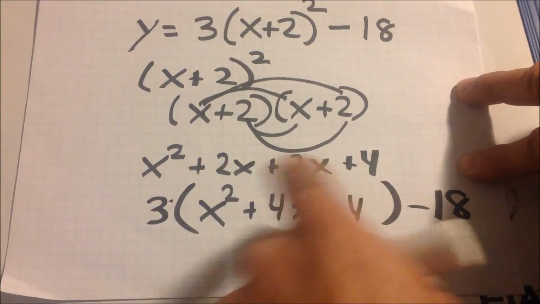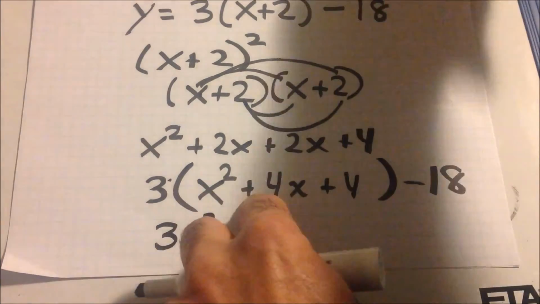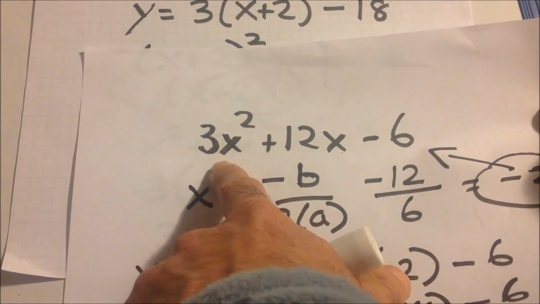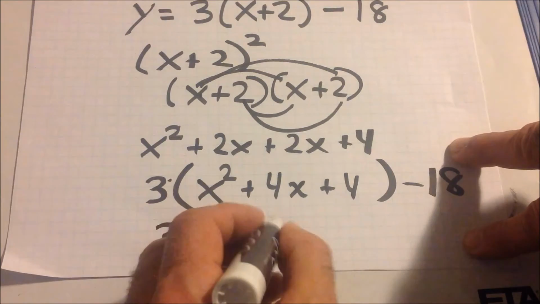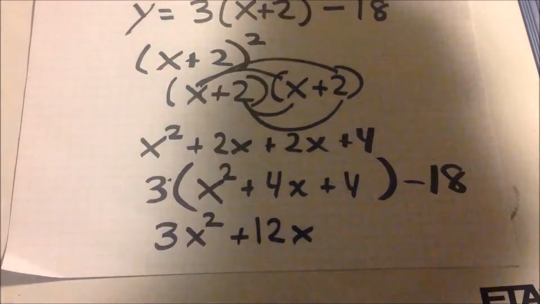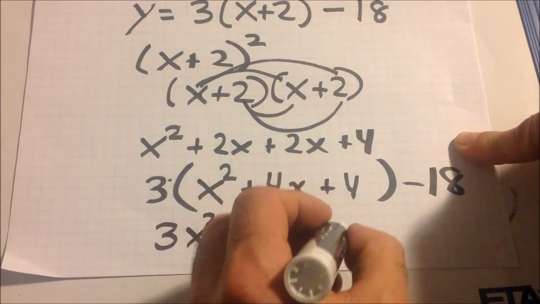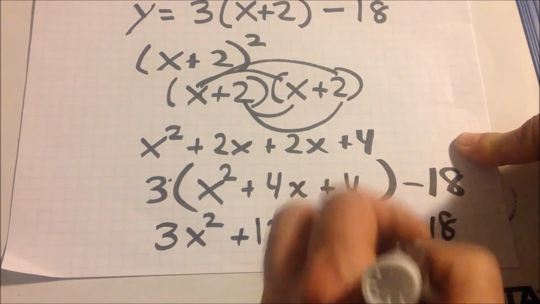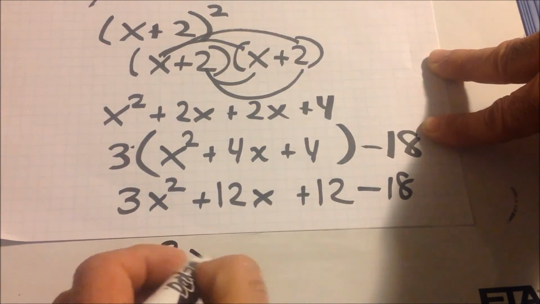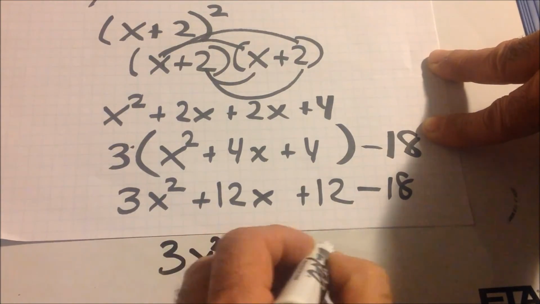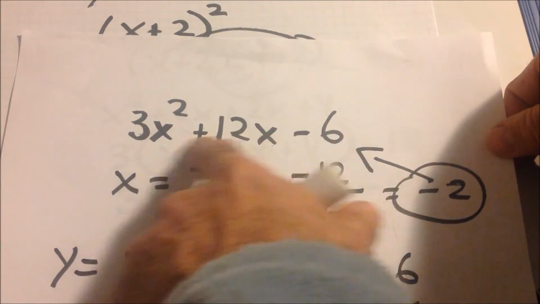Distribute. Okay, so 3 times x squared is 3x squared. Right? If you look, so far it's going okay. That's our 3x squared. 3 times 4x is our 12x. Right? There's our 12x. Going good so far. 3 times 4 is plus 12. Don't forget the minus 18. Okay, so if we do this now, we'll have 3x squared plus 12x minus 6. 12 minus 18 is minus 6. And there's our standard form equation.